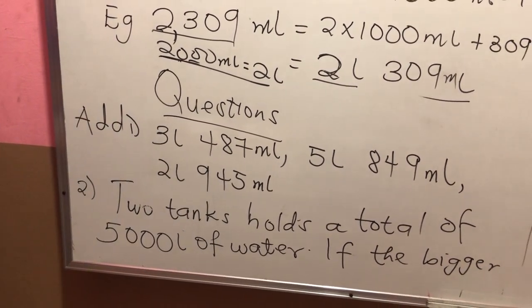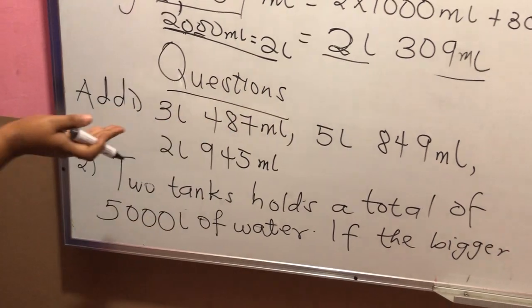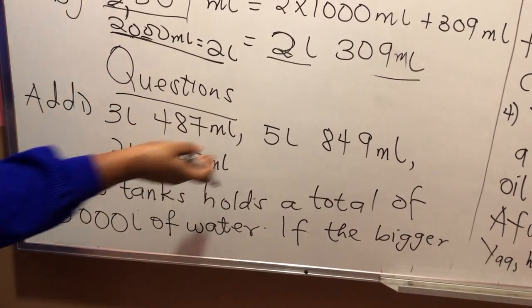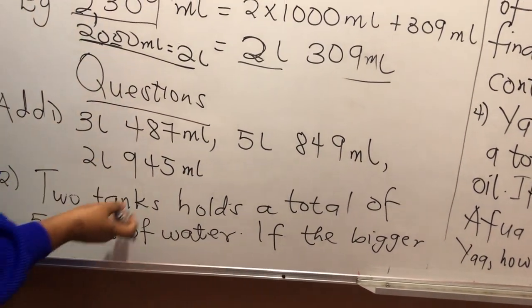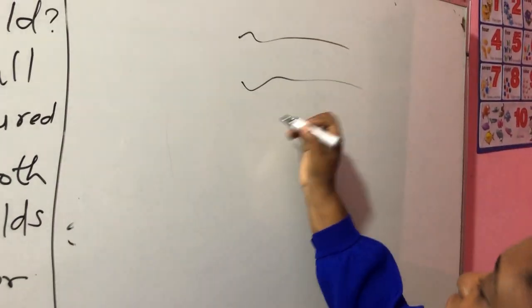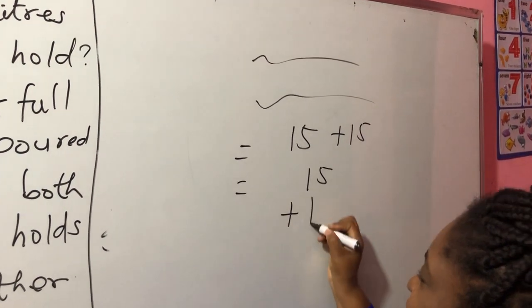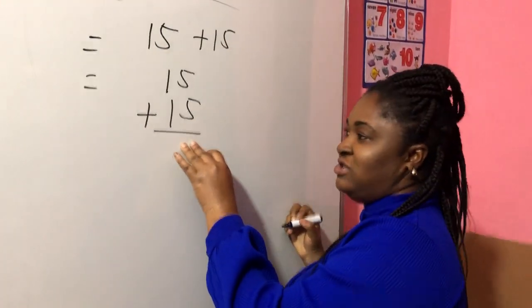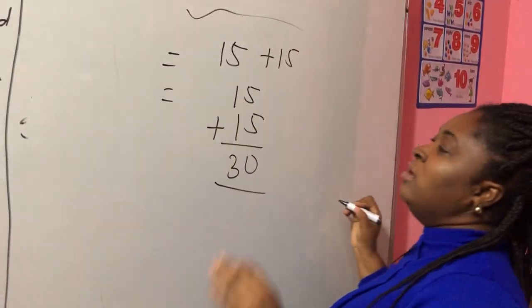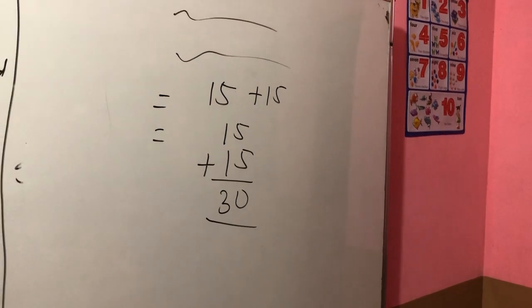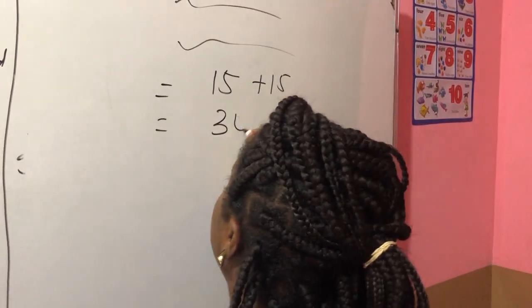Now let's take the first question quickly. We are supposed to add, this is a whole measurement altogether, 3 liters, 487 ml, 5 liters, 849 ml, and 2 liters, 945 ml. Now, one thing that I noticed is that when some of you came to JHS, I remember telling you that when you are solving questions, don't do your additions vertically. So for example, you have written all this, and then when you get here, you have something like 15 plus 15. I told you that don't do 15 plus 15, because this is class 1 addition, which is 30. Rather come and write the final answer here. So 15 plus 15, then you come and write here 30 for me.